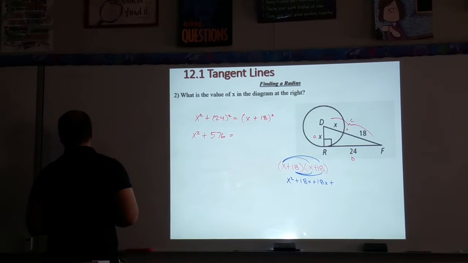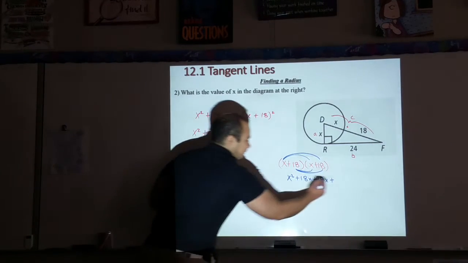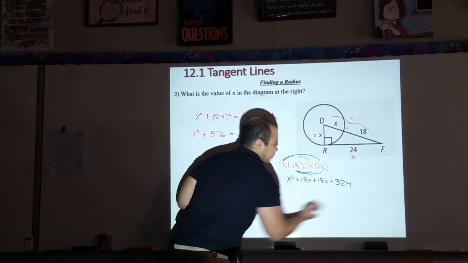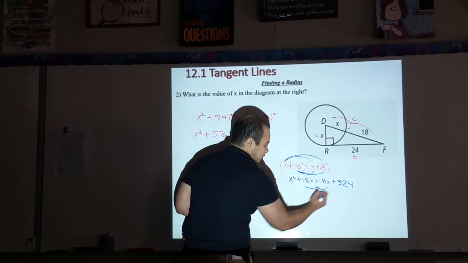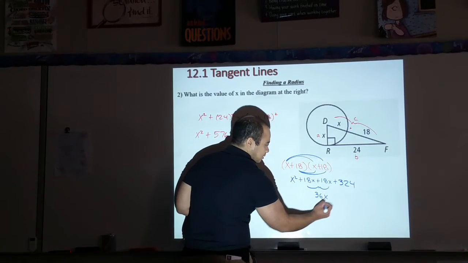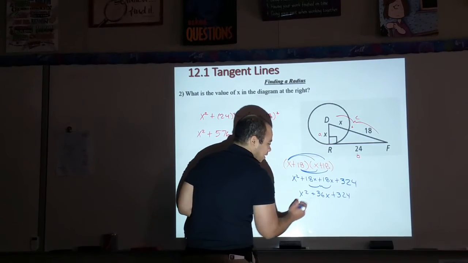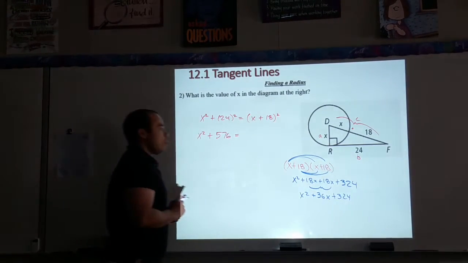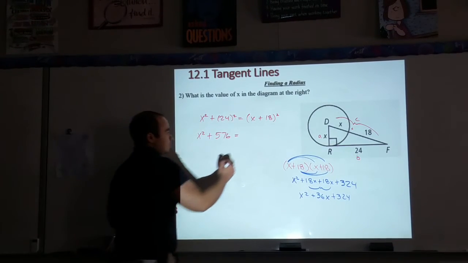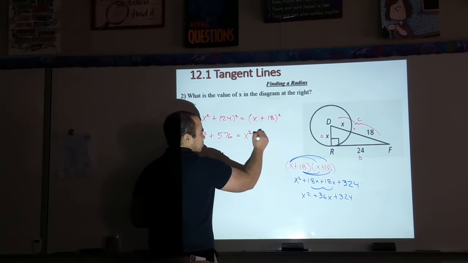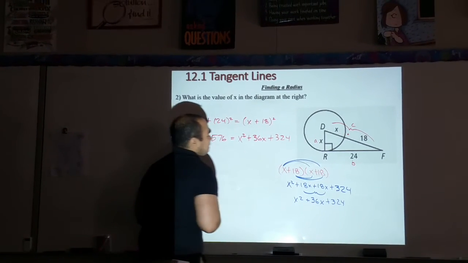My calculator. 324. All right. 18x plus 18x gives you 36x plus 324. And in the front you have x squared. So this is your new quantity for the right side of your equation. And so we're going to plug it in accordingly. We're going to have x squared plus 36x plus 324.